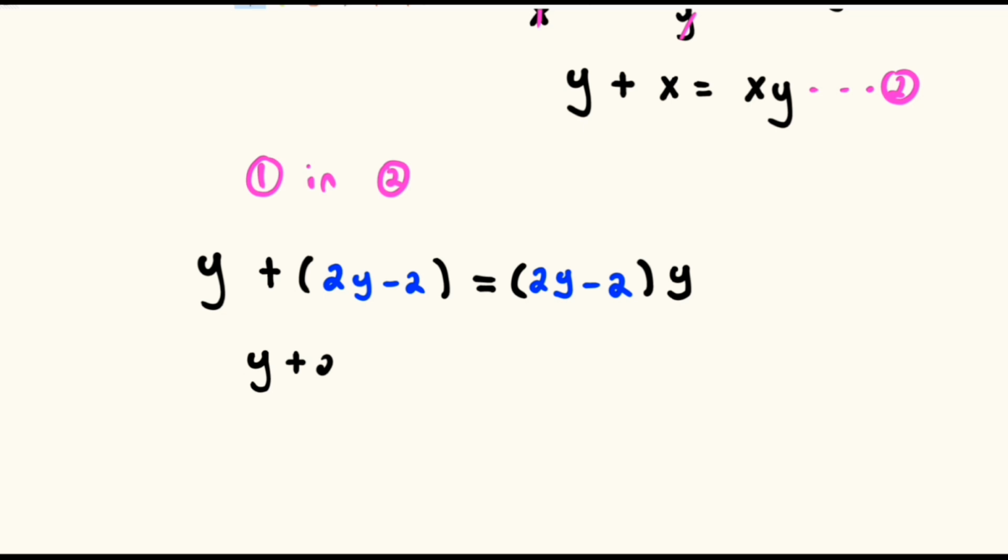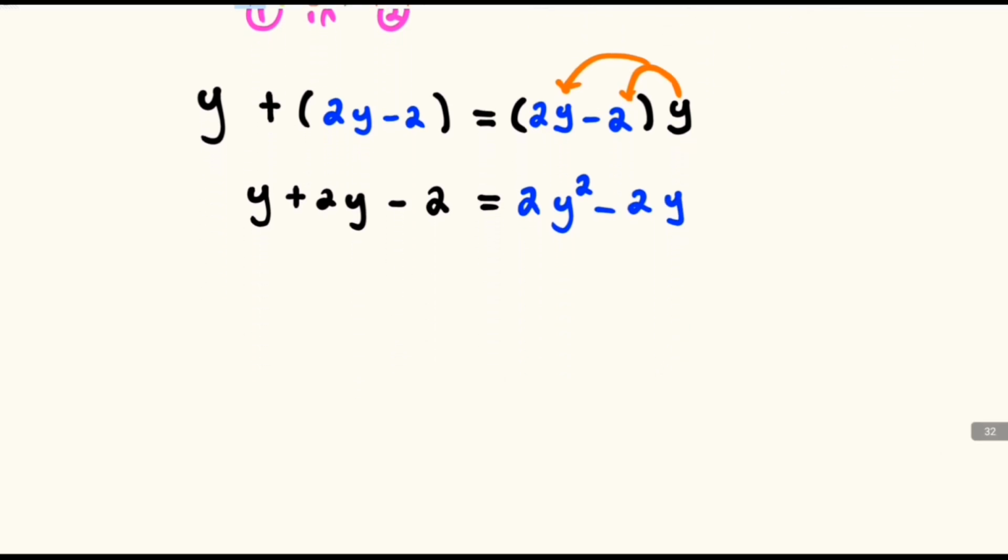plus 2y minus 2 will be equal to, so let's distribute the y inside the parentheses, and y multiplied by 2y will be equal to 2y squared, and y multiplied by negative 2 will be equal to negative 2y. On the left hand side, we have y plus 2y, which is equal to 3y minus 2, and this will be equal to the 2y squared minus 2y.